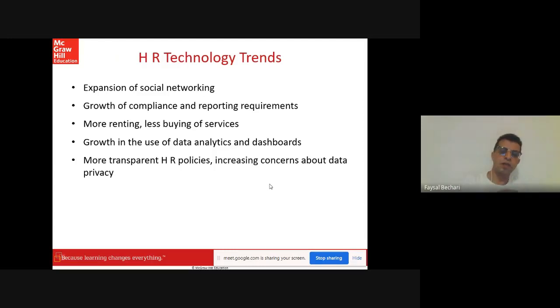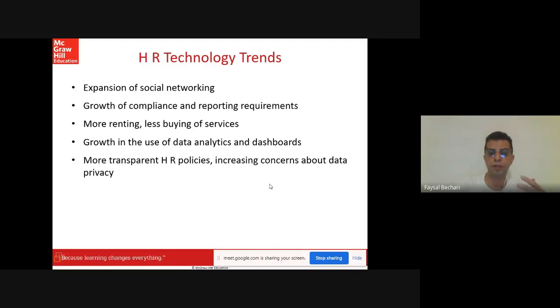Today, the trend is usually the expansion of social networking, so your HR should have some of these tools or be connected to them. There is a growth of compliance and reporting requirements. There's so much compliance that you have to do, reporting a lot to government and non-government bodies. There is more renting and less buying of services. You can use SaaS, renting the application instead of buying the apps in-house. And there is growth in the use of data analytics and dashboards.